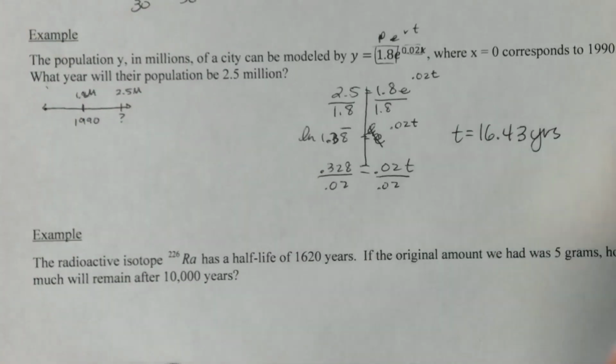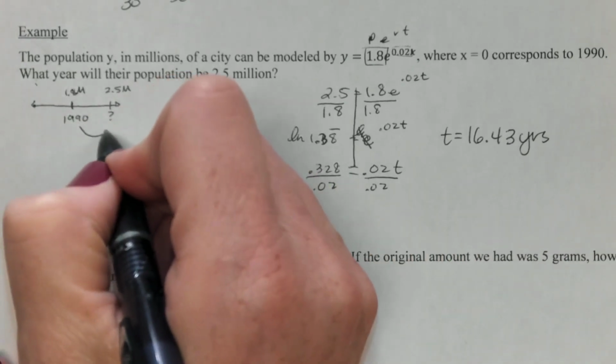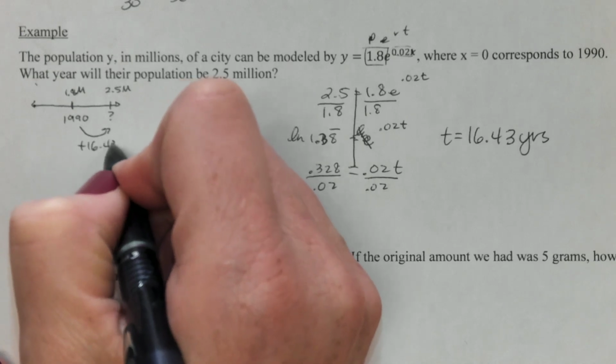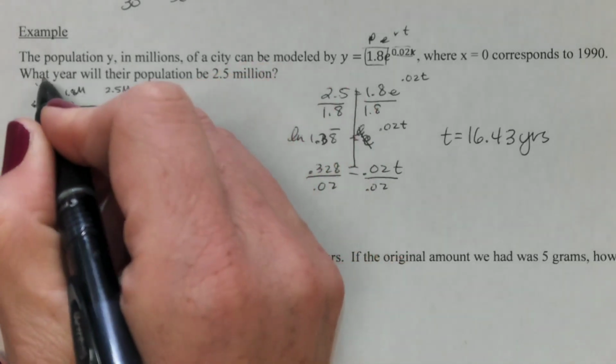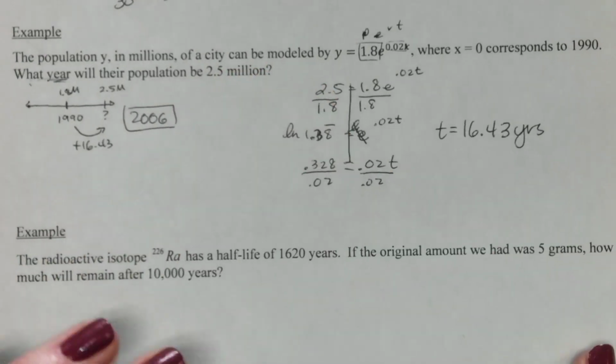That's how many years it's going to take in order for us to get this population of the city up to 2.5 million. So that means I need to add 16.43 years. So what year will it be? It will be the year 2006.